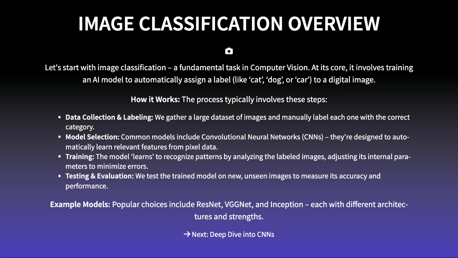Basically, we're teaching computers to look at pictures and tell us what they see. We start by collecting lots of images, say, of cats and dogs, and labeling each one correctly. Then, we use a model, often a convolutional neural network or CNN, which is really good at finding patterns in pixel data. The CNN learns from these labeled examples, adjusting itself until it can accurately identify the objects in new pictures it's never seen before. It's like teaching a child to recognize animals. You show them lots of examples and eventually they get it.